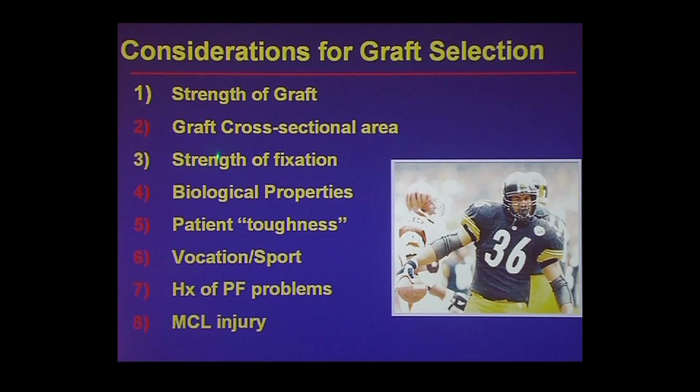So when we're deciding on the ACL reconstruction, these are the things that I think about. I don't just choose one type of graft for everybody, because there's good things for some people, not so good things for others. So I consider the strength of the graft, what its biological properties are in terms of allograft versus the patient's own tissue, how tough the patient is.